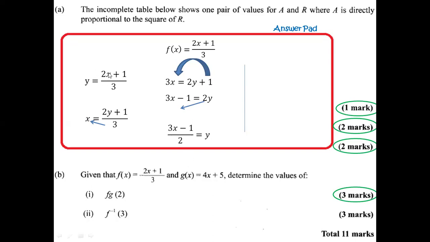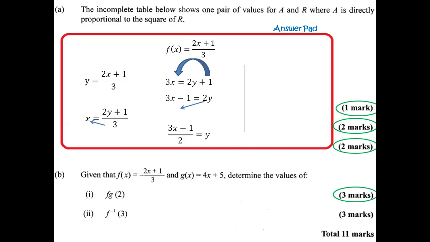So if we notice, just by looking, we have 2x plus 1 here. 2 is multiplying, 2 is dividing. 2 is adding up here, 2 is subtracting here. 3 is dividing here, and 3 is multiplying here. The total inverse of what the signs were.